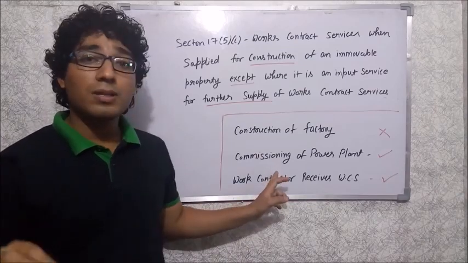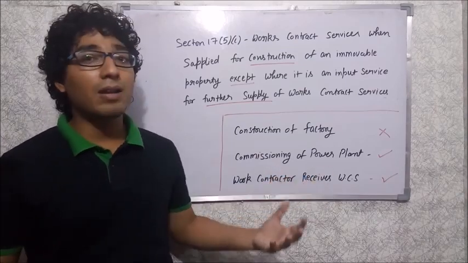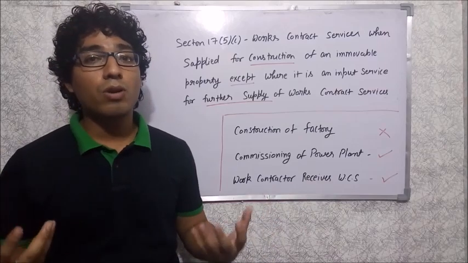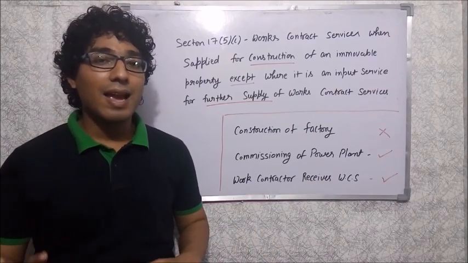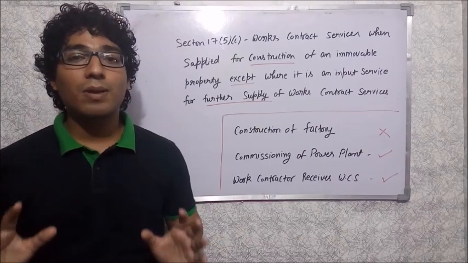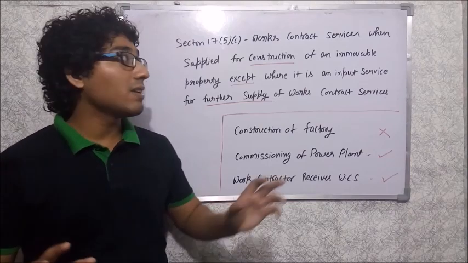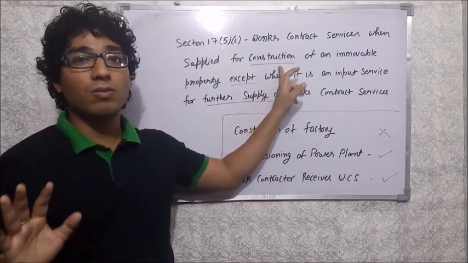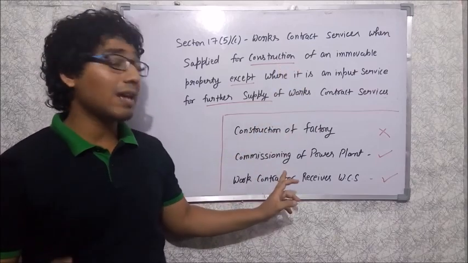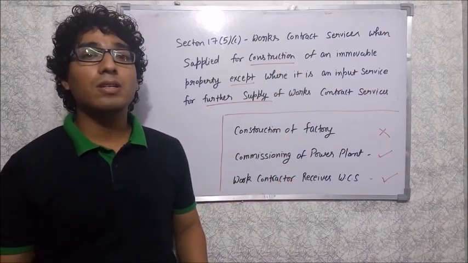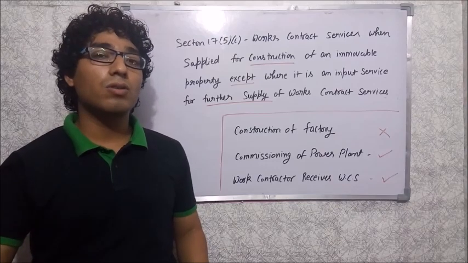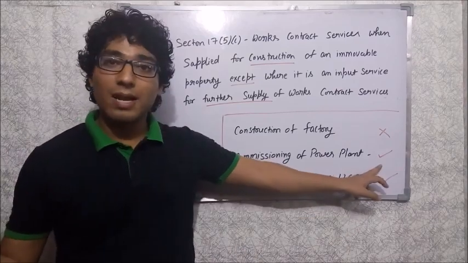But in case of commissioning or erection of a power plant, which is also immovable property, the company can take the input tax credit, because the only restriction is for the construction, not the erection or commissioning. So the erection or commissioning or other kind of work which is under the definition of works contract can take the input tax credit.